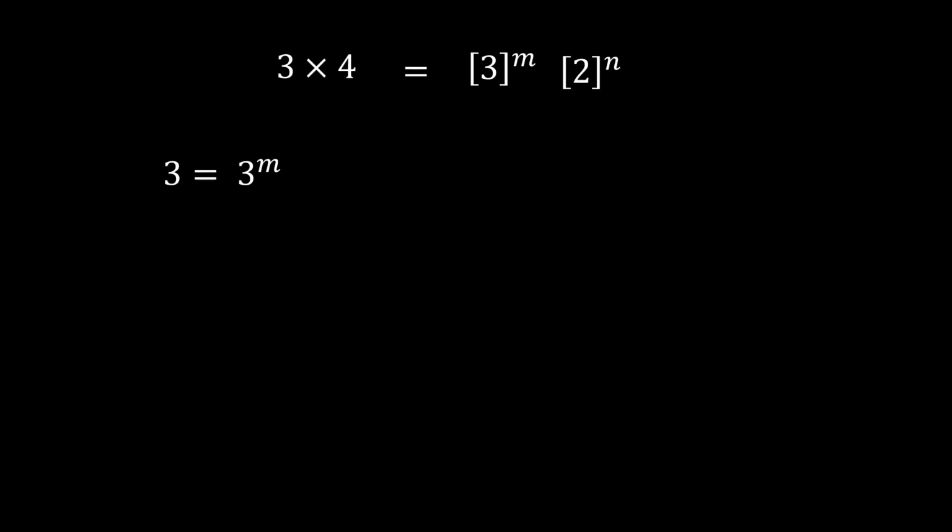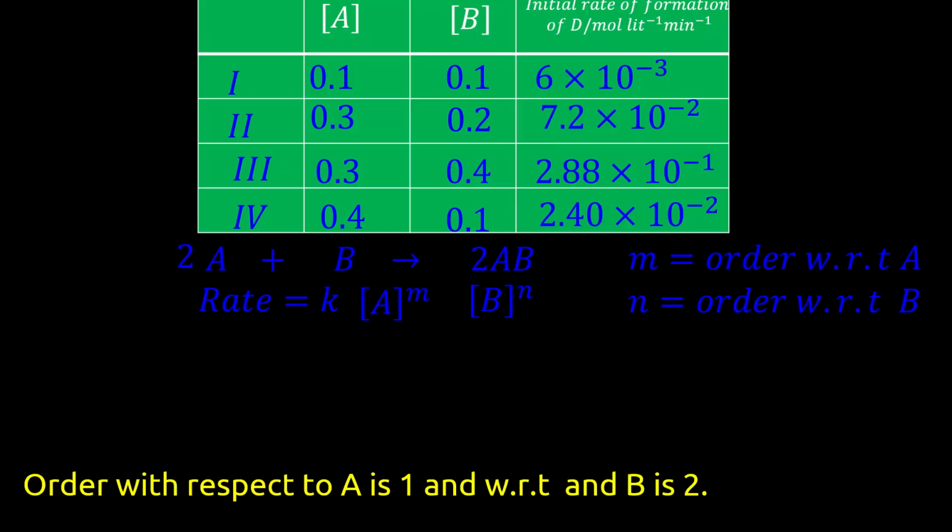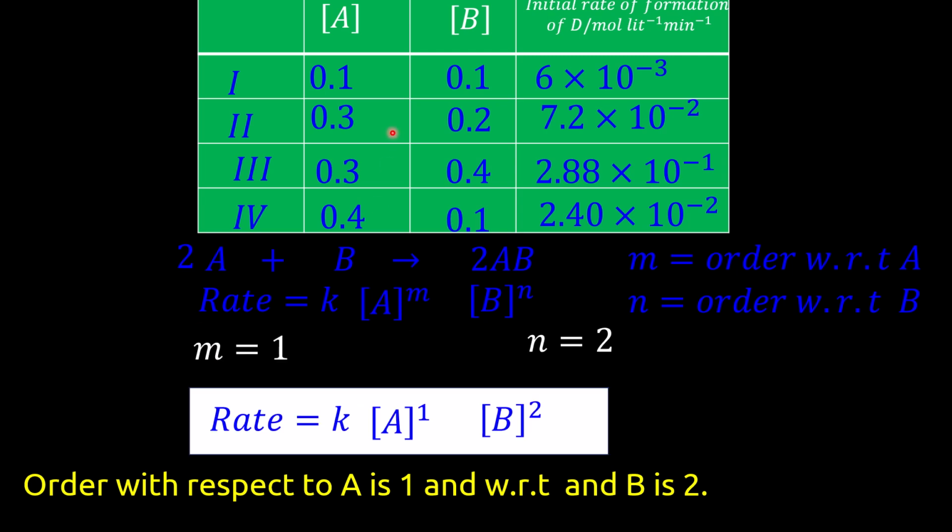By using the law of exponents, we can compare the same base values, that is 3 is equal to 3 to the power m. So m is equal to 1. Similarly, we can compare 4 and 2 to the power n, because 4 is a power of 2. So 2 to the power 2 is equal to 2 to the power n. So n is equal to 2. Now we got the m and n values. Substituting them in the rate law equation, we get the rate of this reaction is equal to k into [A]^1 into [B]^2.